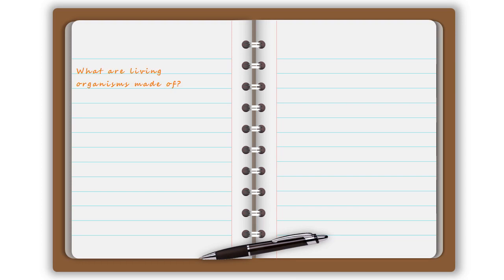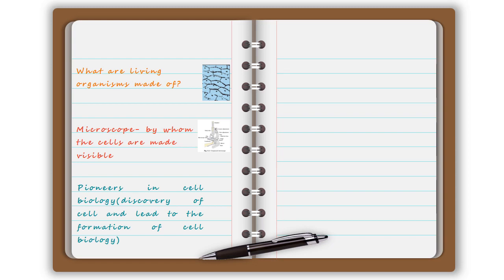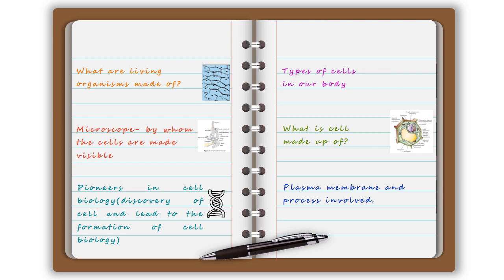So today in this video we are going to learn what living organisms are made up of, and the microscope by which cells are made visible. We are going to see the parts of the microscope, the pioneers in cell biology, that is, who have contributed to cell biology, the types of cells in our body, and what a cell is made up of, the organelles, right? And the plasma membrane and the processes: diffusion, osmosis, hypotonic, hypertonic, isotonic. All those processes involved we are going to see in detail.